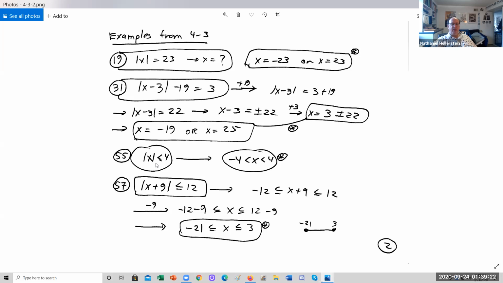Absolute value of x is less than 4. In other words, x is within 4 units of 0. So x is between negative 4 and 4, like this.